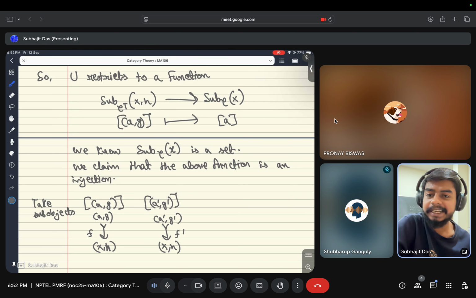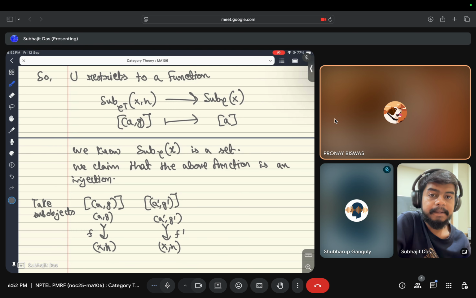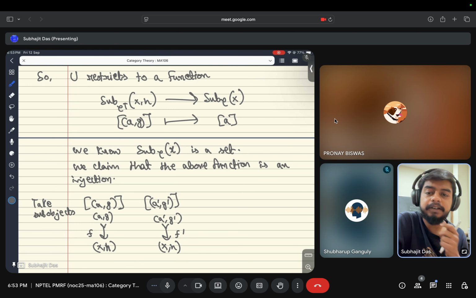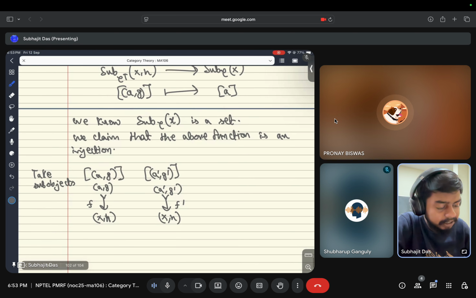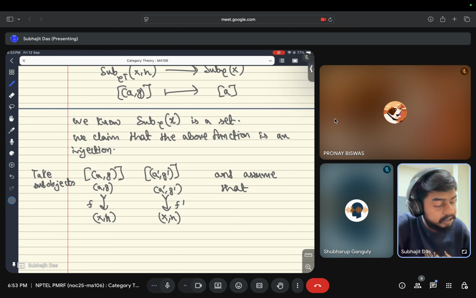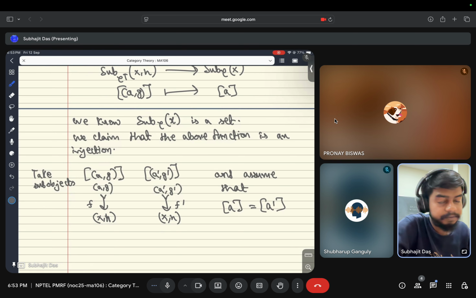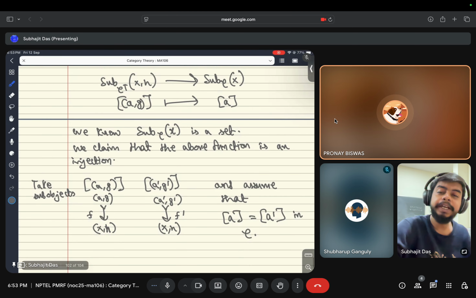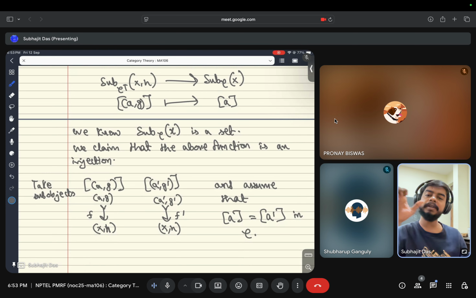We have taken two sub-objects and we assume that their images under the above function are equal. That is, it's the same as the contrapositive, assume that the class of A is equal to the class of A' in C. We need to show that the class of (A, G) should be equal to the class of (A', G') in C^T, right? That's all.